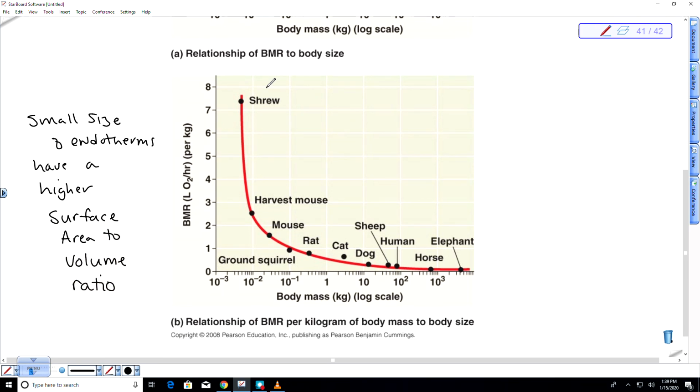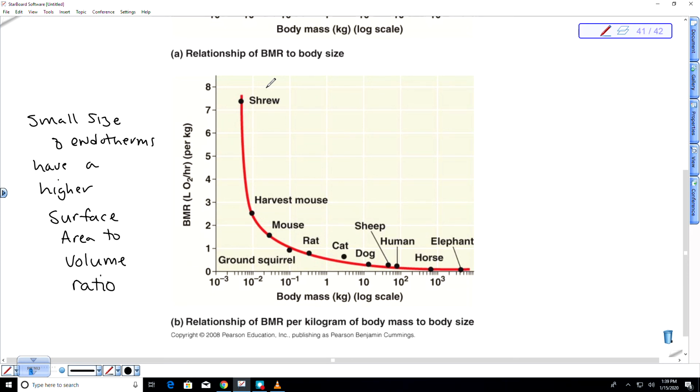Okay, so the surface area divided by the volume would be much greater in the shrew. So they're constantly losing heat. If you're endothermic and you're small, you're going to need to have a huge metabolic rate. You're going to need to be able to eat. You're going to generate a lot of heat. You're going to lose a lot of heat.